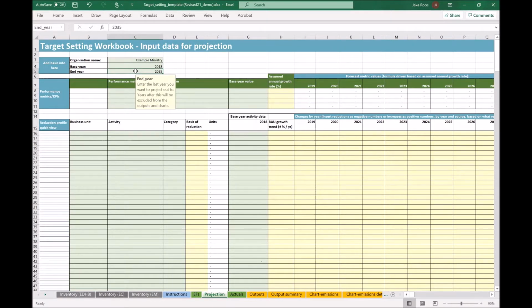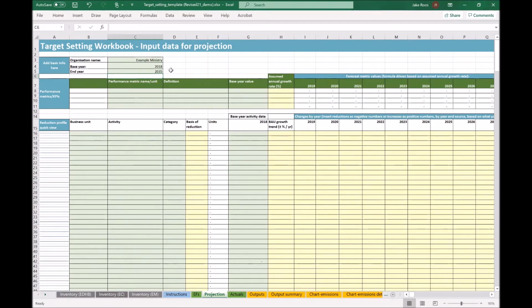Now, end year is just where you want the simulation, the forecast or projection, whatever you want to call it, where you want it to cut off. So this could be changed to 2050. That means all the outputs, all the graphs will show the projection out to 2050. However, you may not be interested in modelling that period, so you probably want to set the time period closer in. I'm going with 2035.